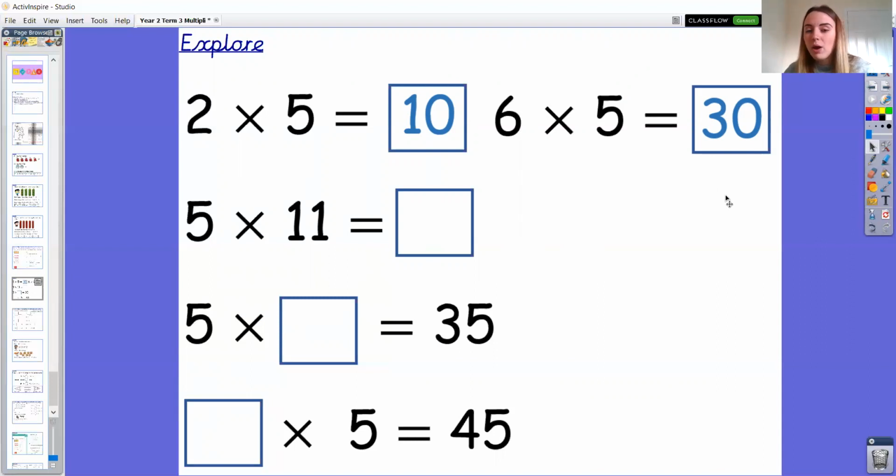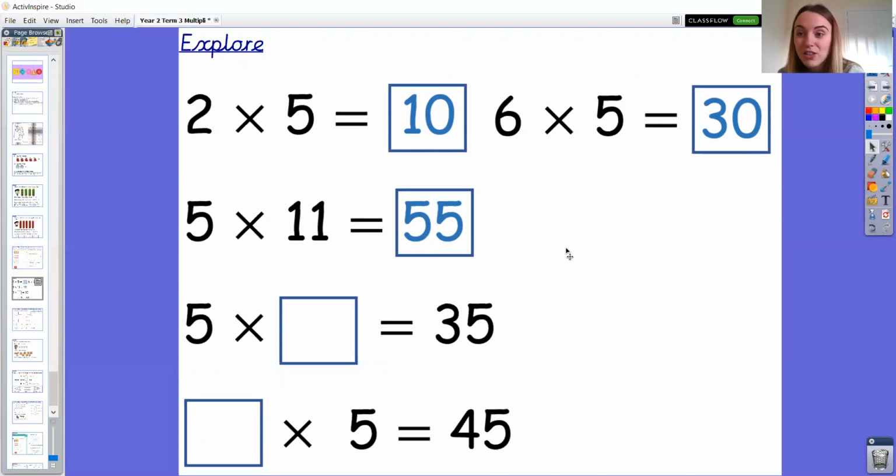5 times 11. Now I know what 5 times 10 is, so that's going to help me find 5 lots of 11. So let's have a think. What is 5 times 10? Well done. We know 5 times 10 is 50. So what would be 5 times 11? So we need one more equal group of 5. Brilliant. 55. Fantastic. We might also look at this as 5 lots of 1 is 5 ones, and 5 lots of 10 is 50. Let's say this multiplication together. 5 times 11 equals 55. Brilliant. Well done, Year 2.